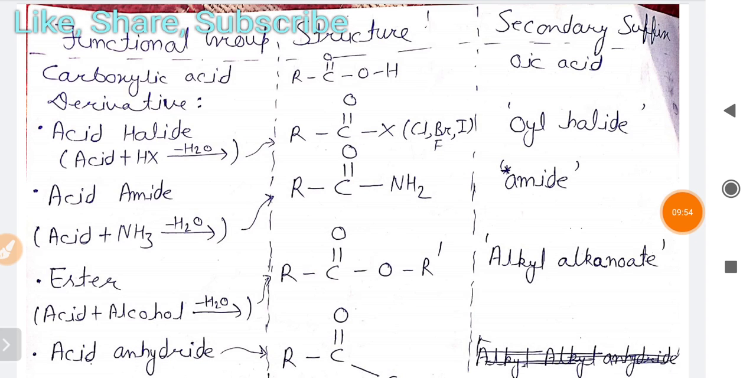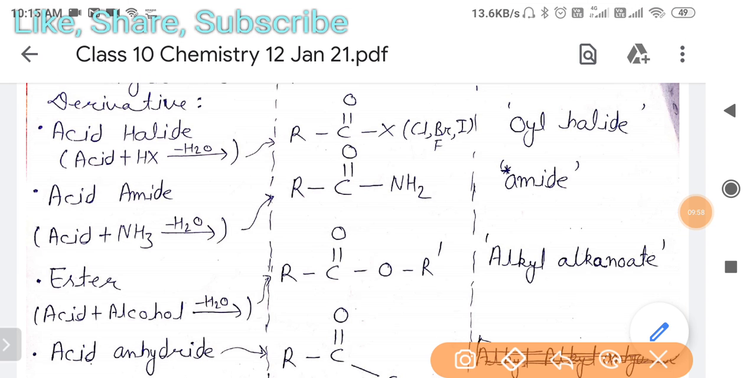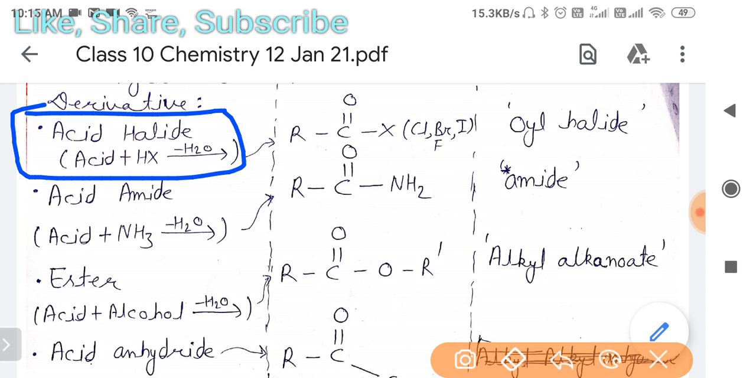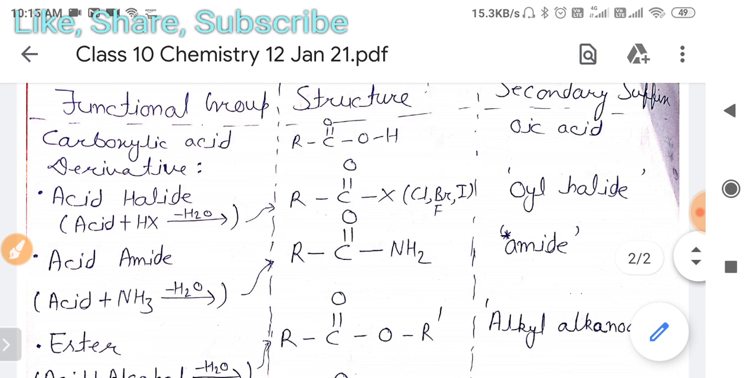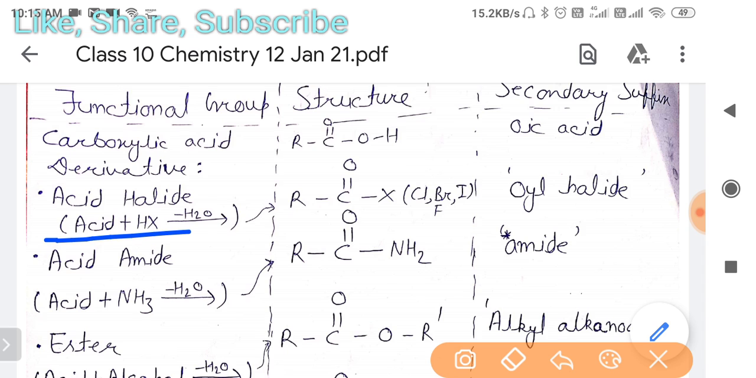So if we talk about the derivatives of carboxylic acid, the first one is acid halide. Students, just keep in mind how they are formed. What is the difference between their actual formula and their derivatives? When we talk about the acid halide, it means in the carboxylic acid one halide group is attached.